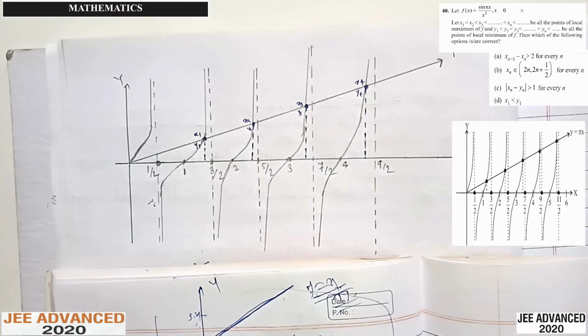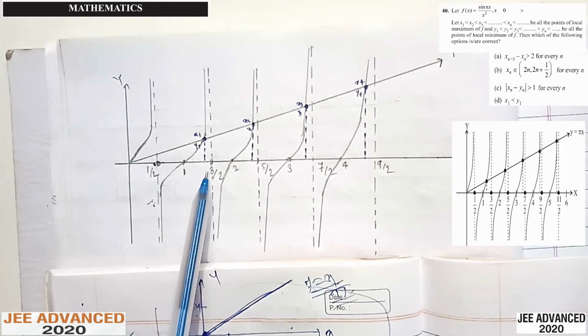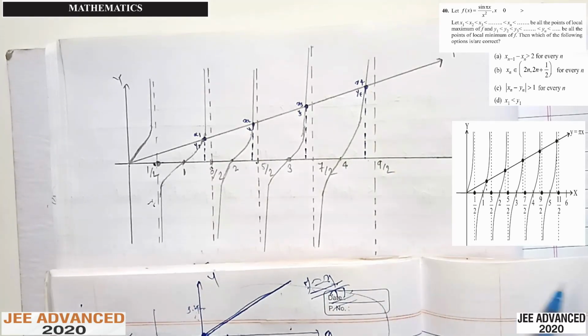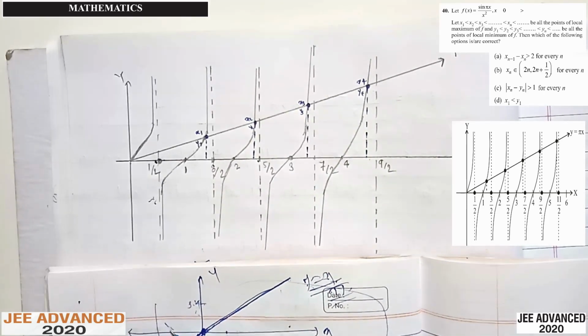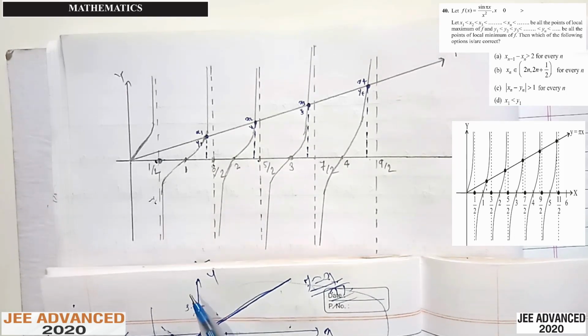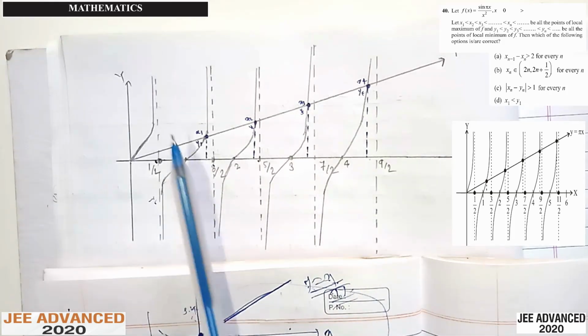In my graph, I plotted the points where cos pi x is 0, which are first 1 by 2, second 3 by 2, then 5 by 2, 7 by 2, 9 by 2, and so on. These are the points coming from cos pi x. Now we want the points where 2 tan pi x equals pi x. That means the points where pi x and tan pi x collide.